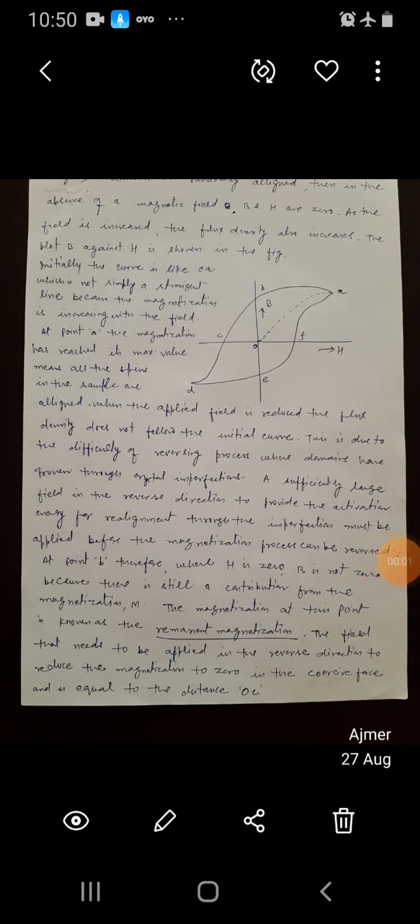Hello students, as I told you last day, the magnetic properties of a material are classified into three groups. One is diamagnetic, second is paramagnetic, and third is ferromagnetic. As we saw, ferromagnetism is the advancement of paramagnetism. That is, the magnetic properties of a material are enhanced from paramagnetism to ferromagnetism.